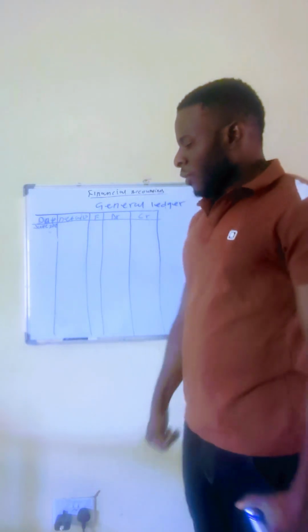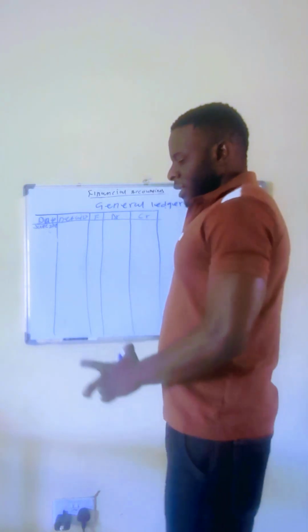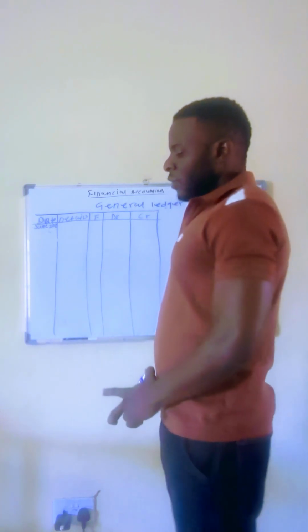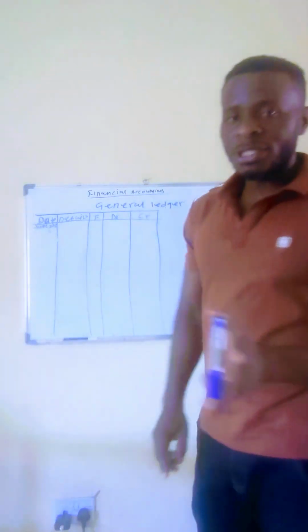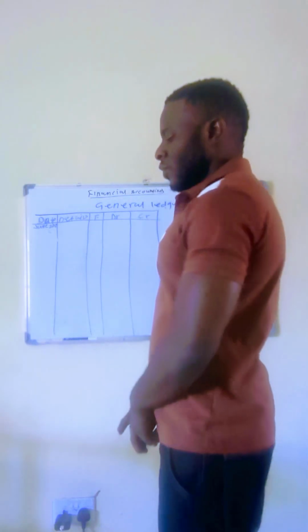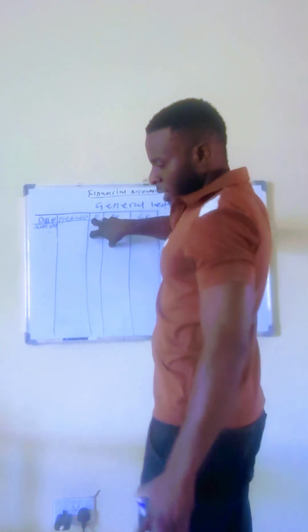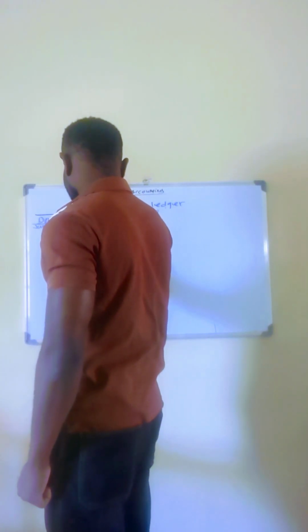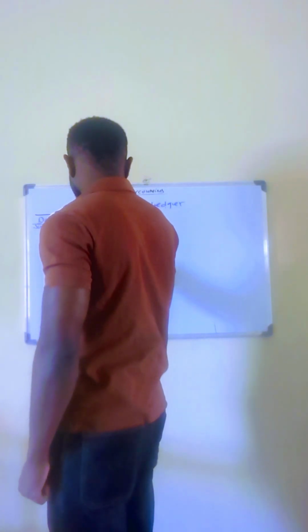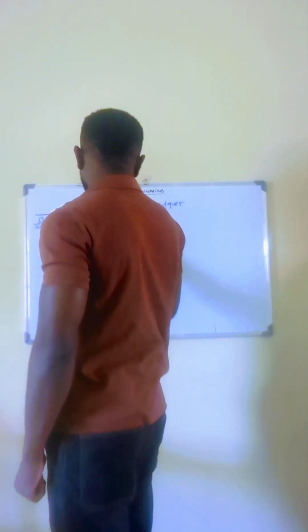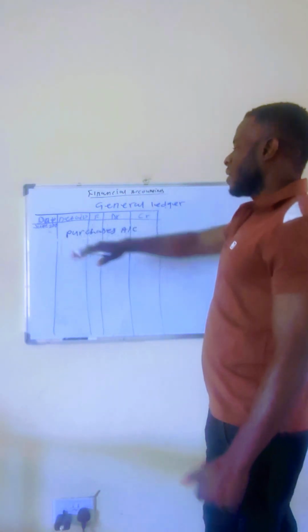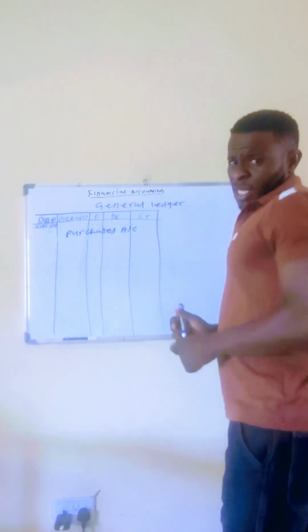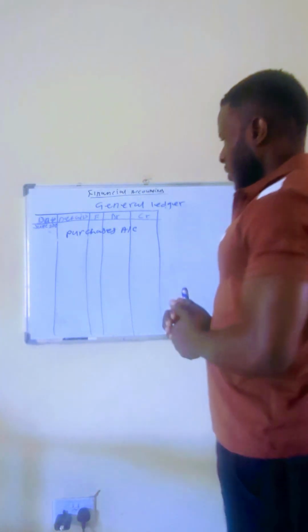So here we are going to open the purchases account. Since we bought goods by cash, we're going to open the purchases account in the general ledger. So this is the book where we're going to open it. Here we have an account, so you indicate the name of the account: purchases account. I encourage you to indicate the account names neatly, because they look more polite.